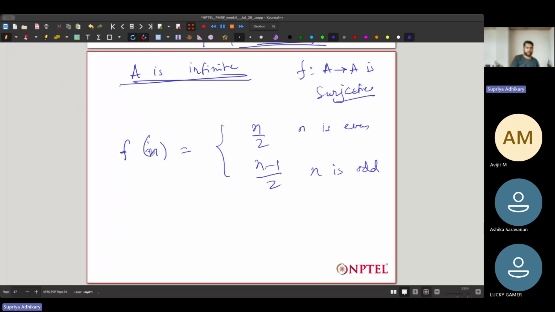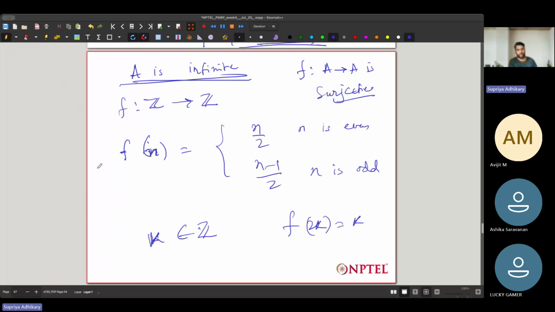So is this map surjective? This map is defined from Z to Z, from the integer set to the integer set. If you consider any integer k, then f of 2k is equal to k, as defined here. So therefore, this is definitely a surjective map.